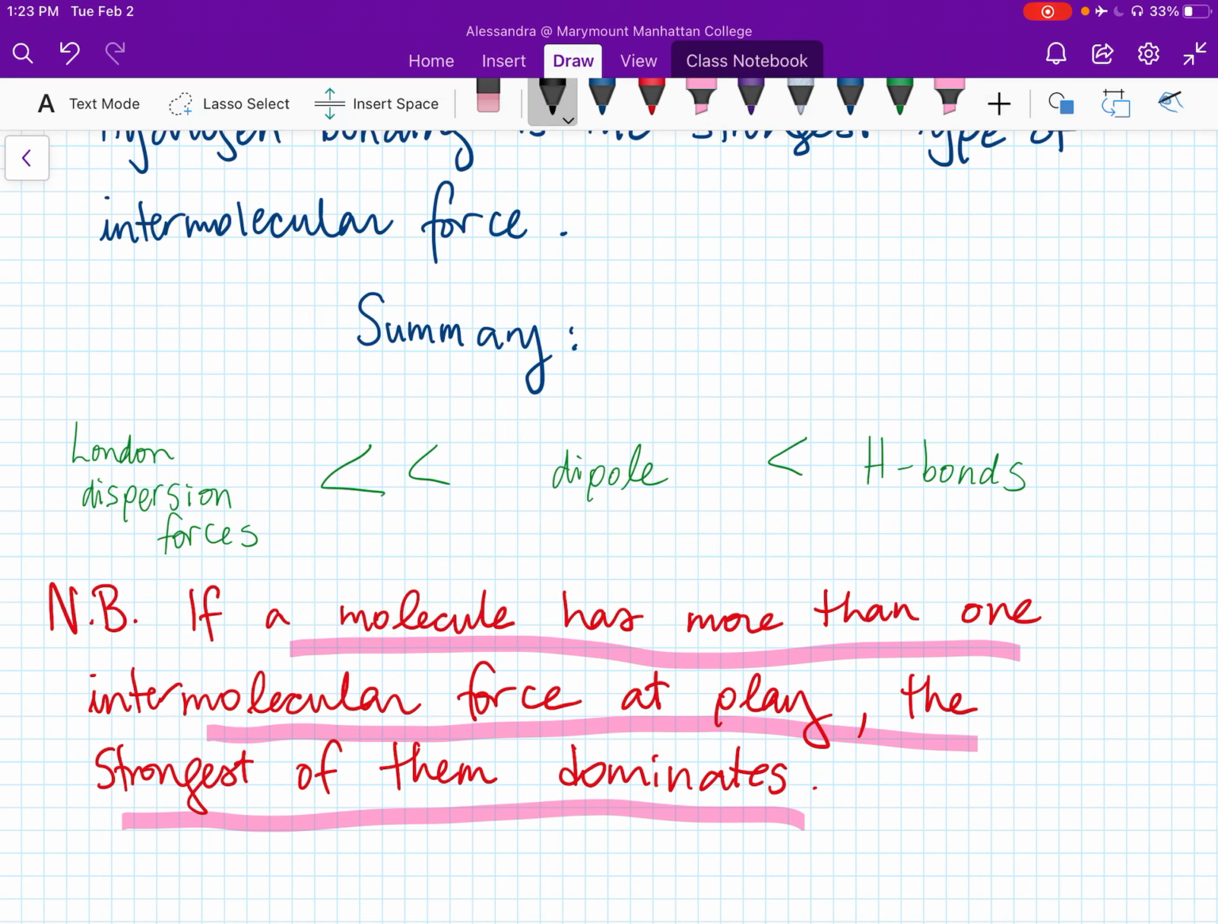So, what that means is that London dispersion forces are only going to be important and dominant for nonpolar molecules. Dipole-dipole forces are going to be dominant for polar molecules, except for molecules where H is bonded to F, N, or O. And in those cases, we're going to have the extreme example of hydrogen bonding. So all these various types of intermolecular forces are what account for the variety of physical properties that we see in liquids.